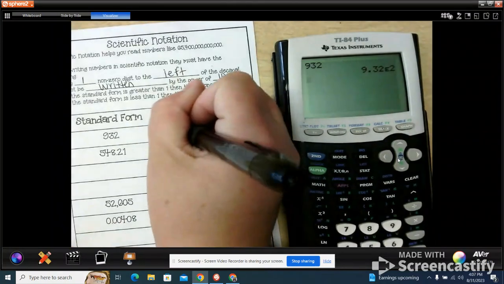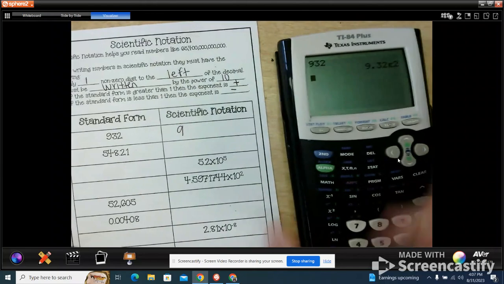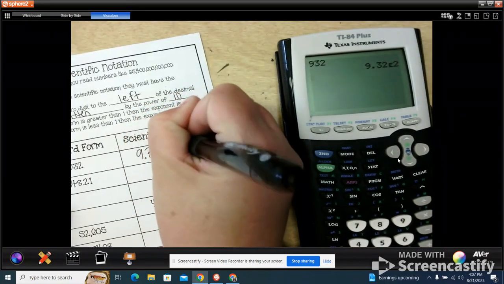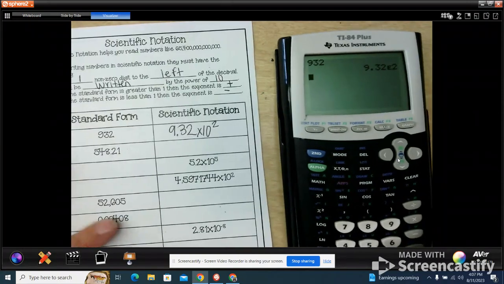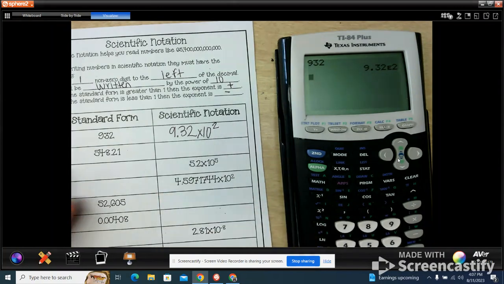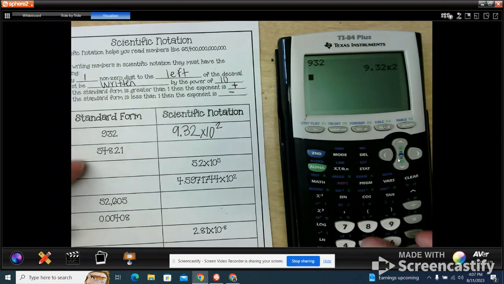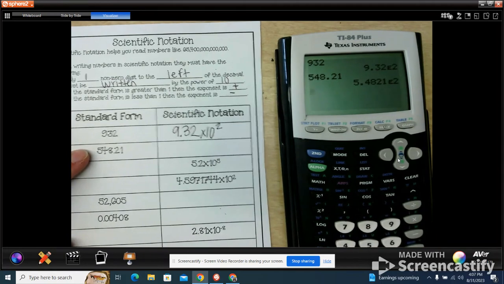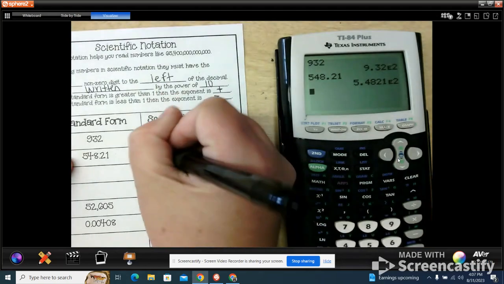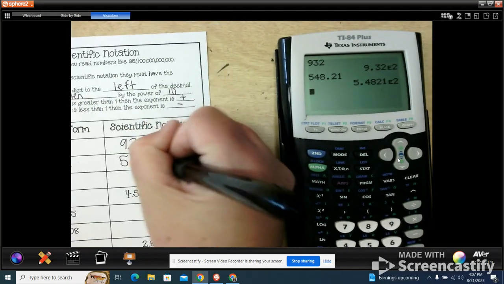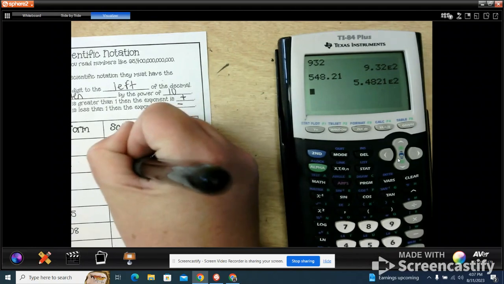So what you're going to see now is on your calculator, it's going to pop up an E. That E represents times 10, and then we'll put your exponent of 2. So I have 9.32 times 10 to the power of 2. For the next one, we have 548.21. Enter that in, and then it will give you your answer. So 5.4821 times 10 to the power of 2.